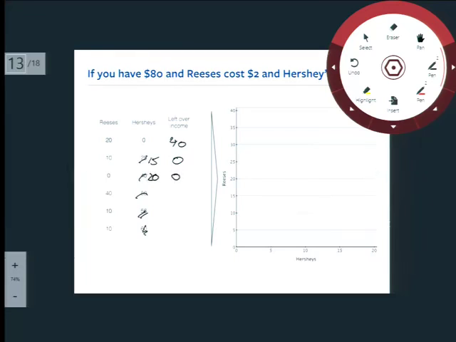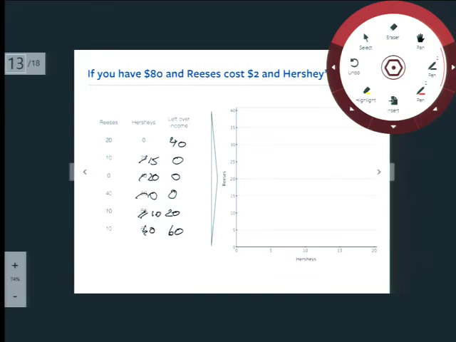If I'm consuming 40 bags of Reese's and 0 bags of Hershey's, 40 times 2 is 80, plus 0 times 4 is 0, so I'm consuming $80. Again, I have 0 leftover income. If I'm consuming 10 bags of Reese's and let's say 10 bags of Hershey's, I'm spending 20 plus 40, $60. I have $20 of leftover income. And what else could we do? 10 bags of Reese's and 0 bags of Hershey's, I'm spending $20. I have $60 of leftover income.